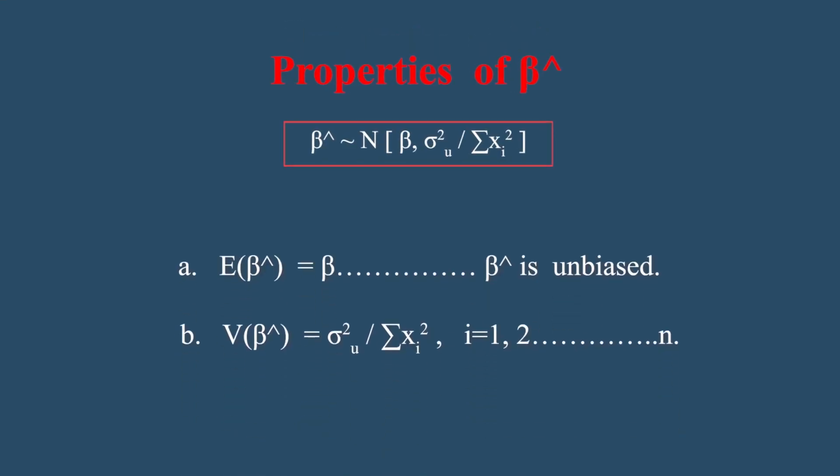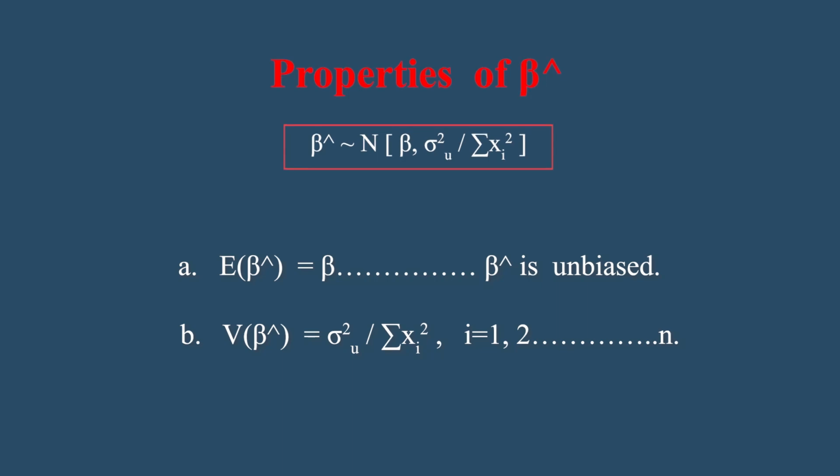This goes back to the properties of beta hat, which have already been taken up under ordinary least squares regression. We say that beta hat follows a normal distribution, with the population parameter beta, because the expectation of beta hat equals beta. According to the BLUE property, beta hat is an unbiased estimator of beta, and so beta hat is unbiased.